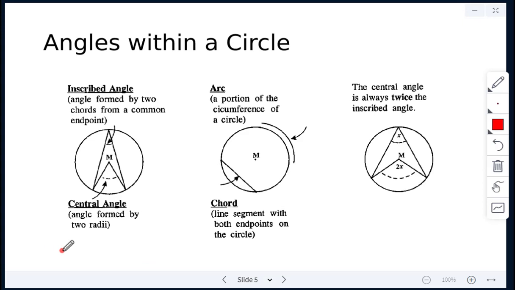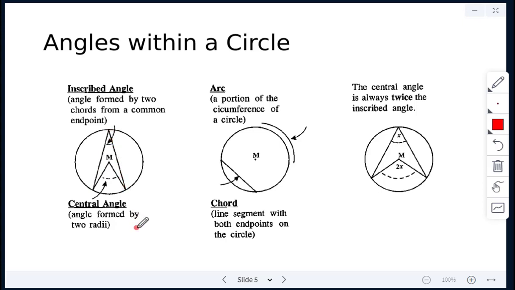Next, we are going to look at angles within a circle. So there is an angle that is called the inscribed angle. The inscribed angle is an angle formed by 2 chords from a common endpoint. So this here is the inscribed angle. There's the common endpoint, and these are the 2 chords.